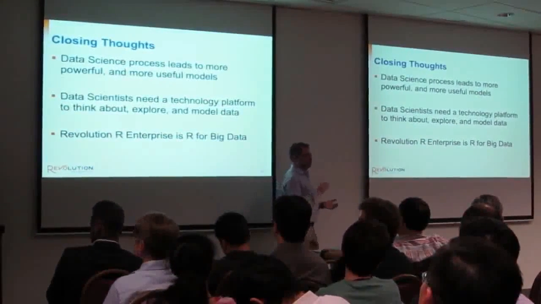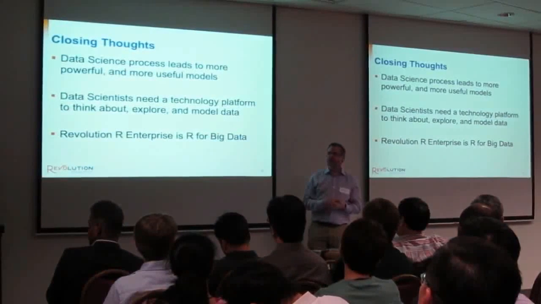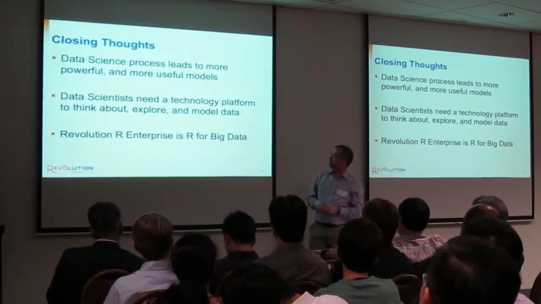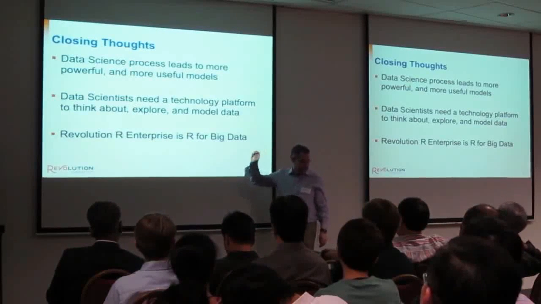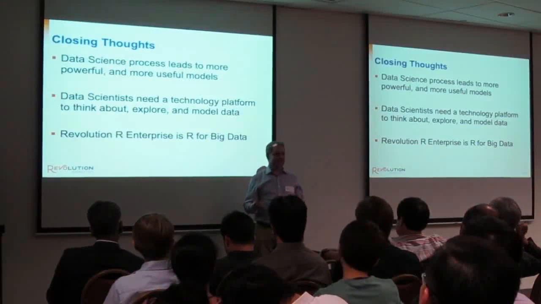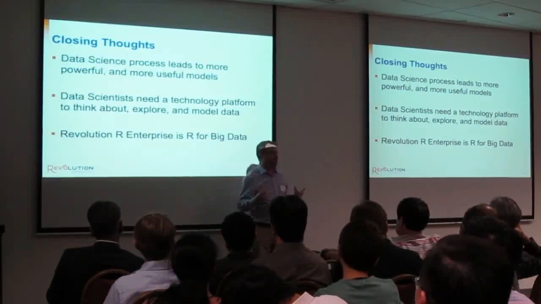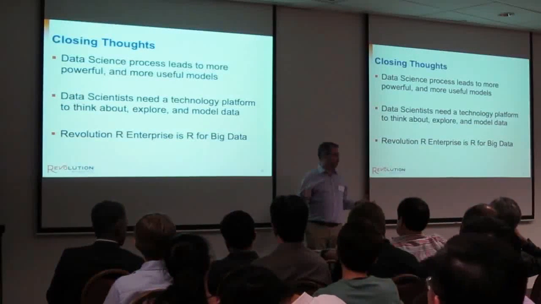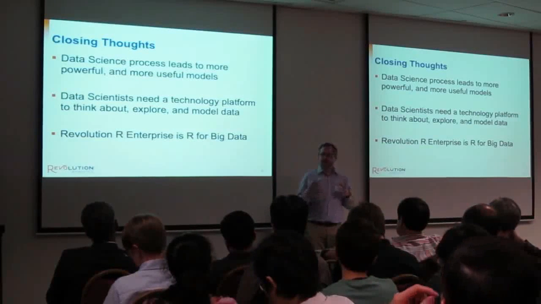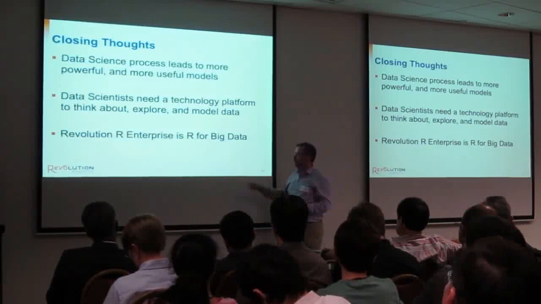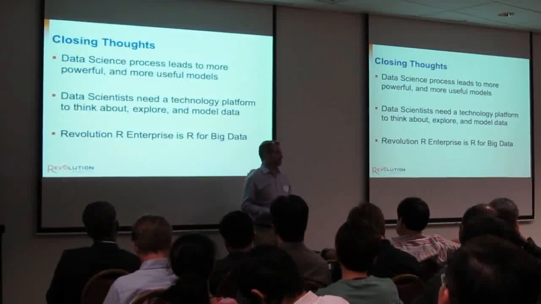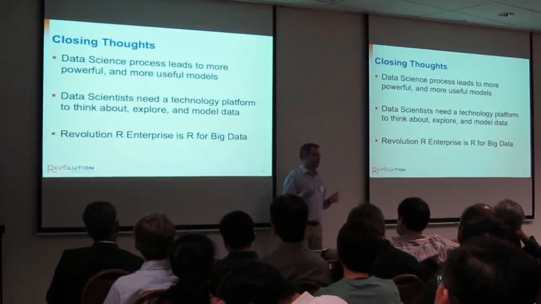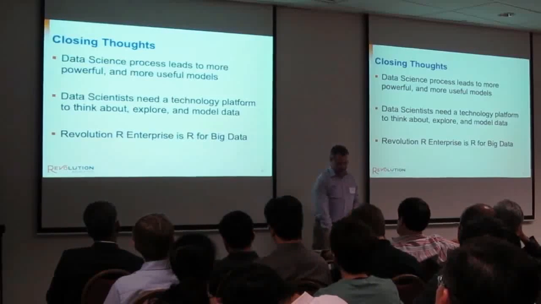leads to more powerful models, at least to more credible models, more useful models that people will actually use in practice. I think I've talked about the technology platform that data science needs. In particular, one thing I want you to take away from this is that having a platform that lets you explore data and interact with data is a really important part of that process. I think R is an awesome language for doing that, and what we try to make Revolution R Enterprise scale to the needs of the kinds of problems that data scientists deal with today.